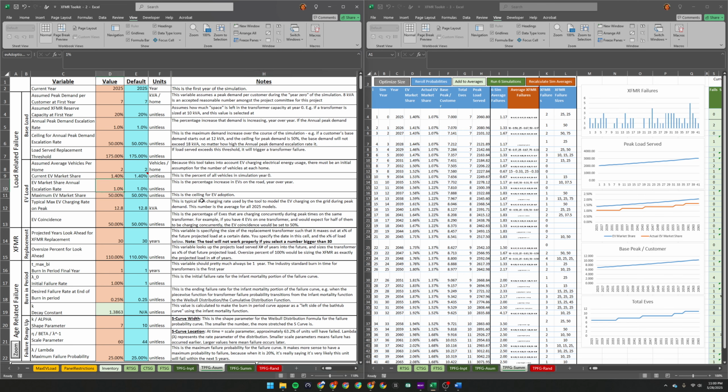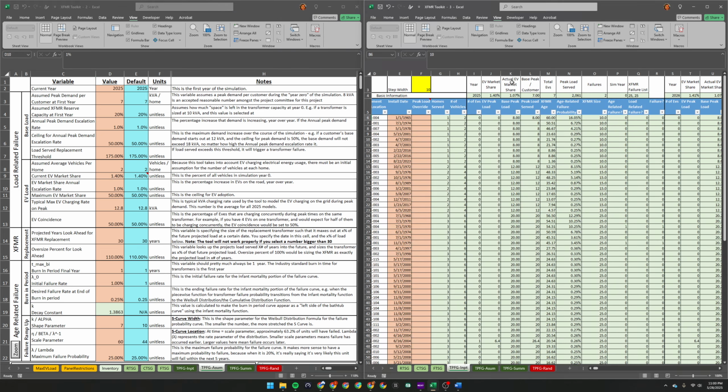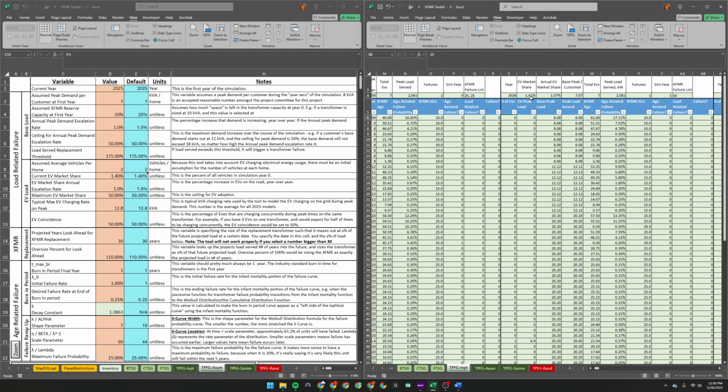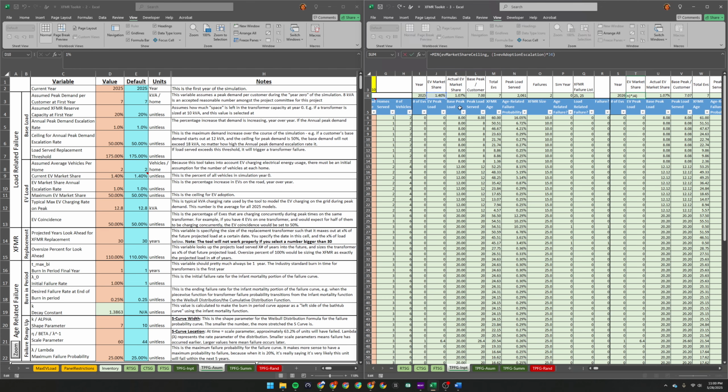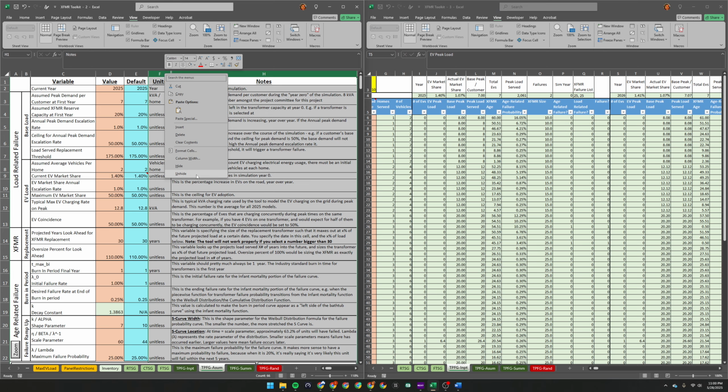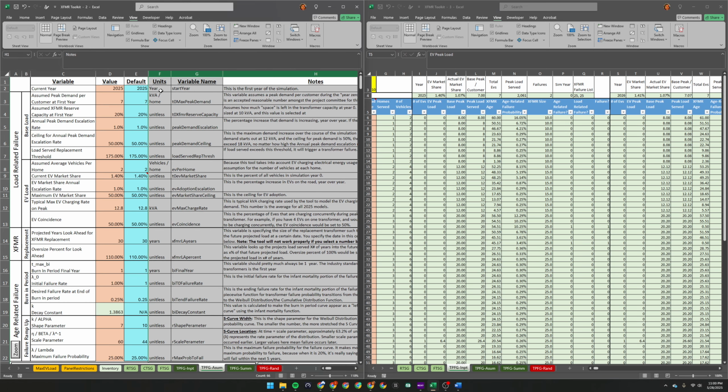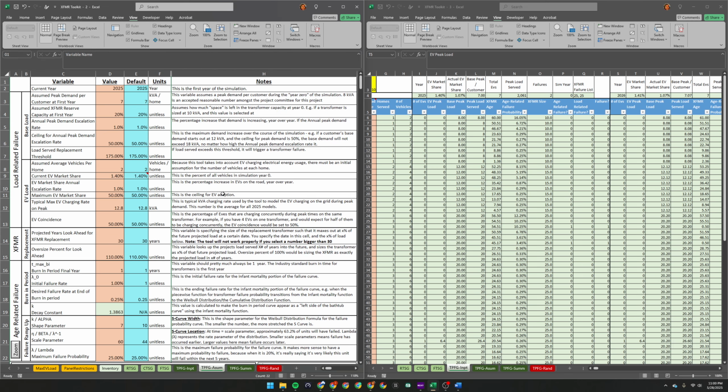Another one here is the EV market share annual escalation rate. If we go to our inputs tab and we see as we step through the years here, our EV market share is basically the year prior times this EV adoption escalation. This is by default hidden in this tab, but all the variable names, if you're into the back end stuff, are listed here as a hidden column. But let's get that out of the way.